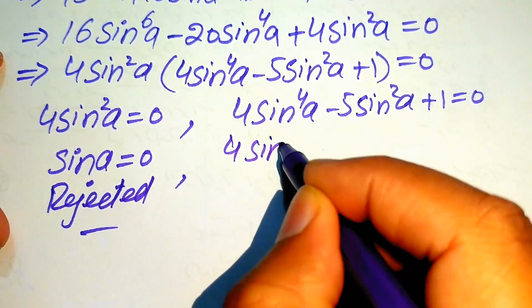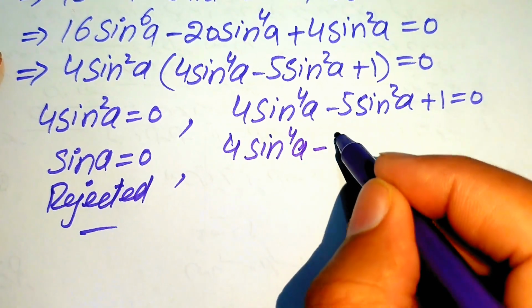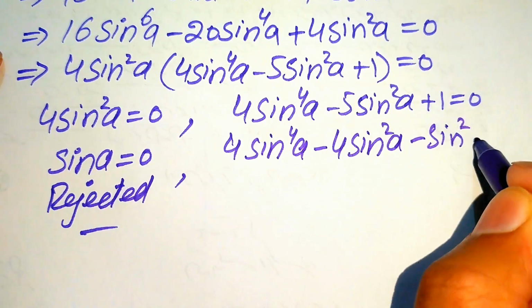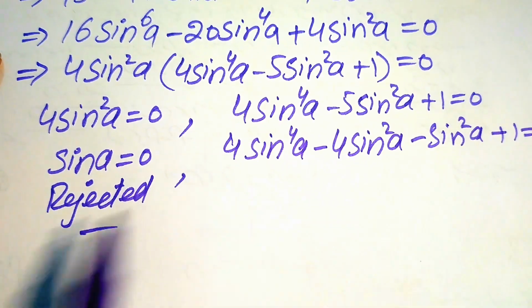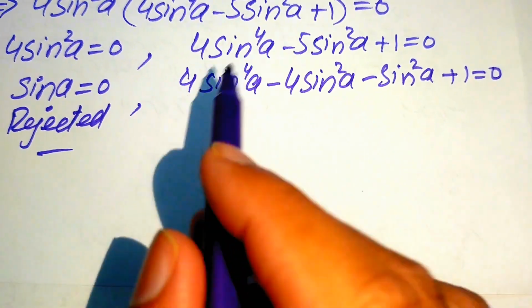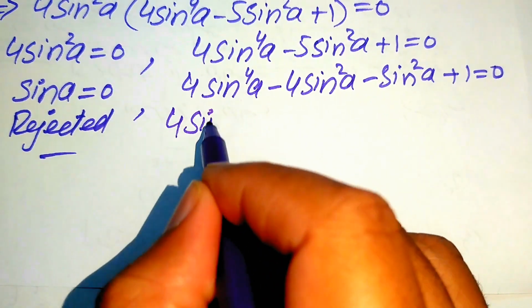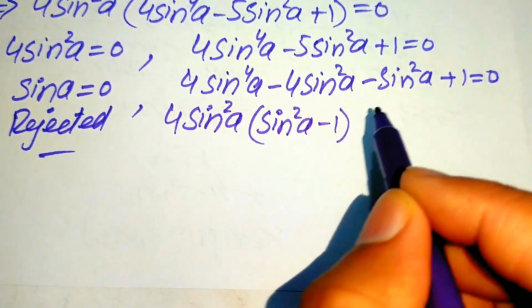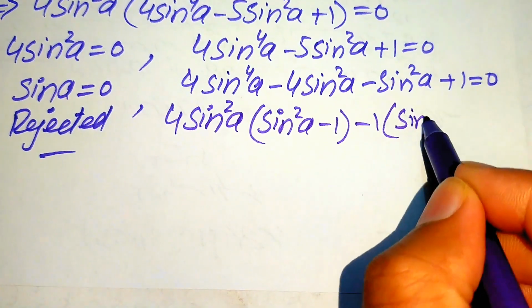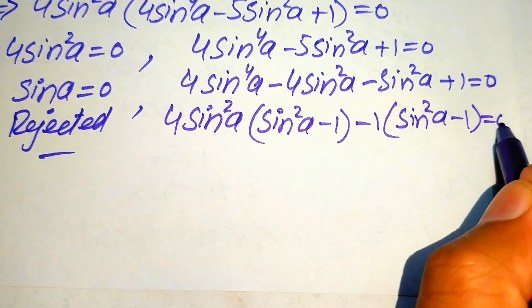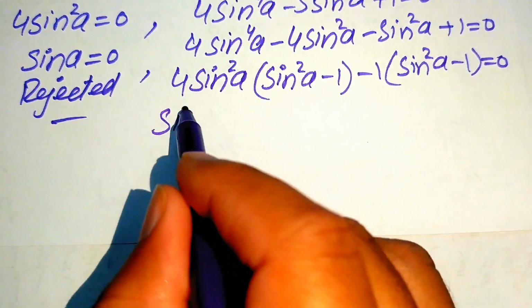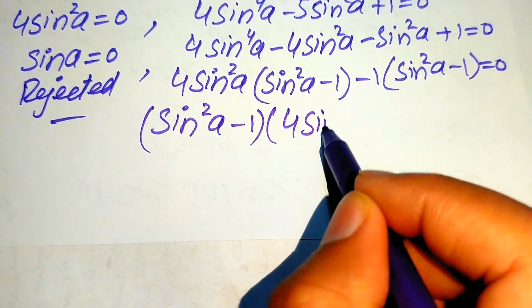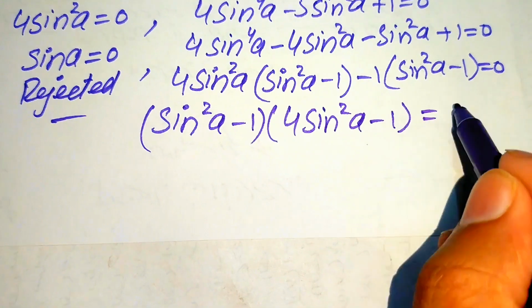So we write it as 4 times sin^4 a minus 4 times sin^2 a minus sin^2 a plus 1 equals 0. Now in the next step, we take common 4 sin^2 a, and we get sin^2 a minus 1. Here we take common minus 1, and we get sin^2 a minus 1 equals 0. So here we take common sin^2 a minus 1, and we get 4 sin^2 a minus 1 equals 0.